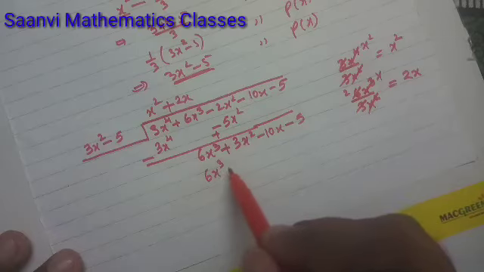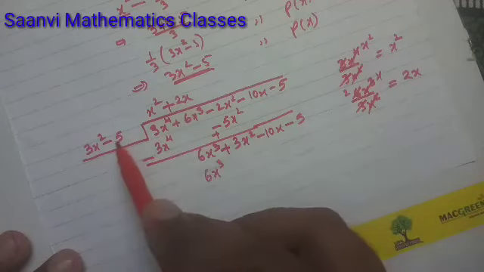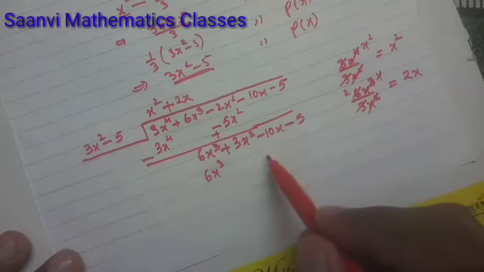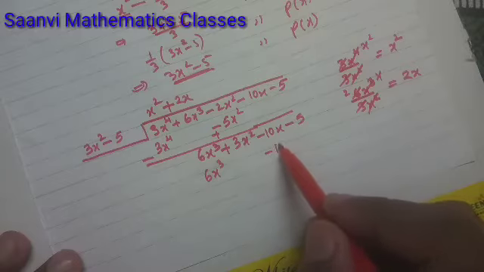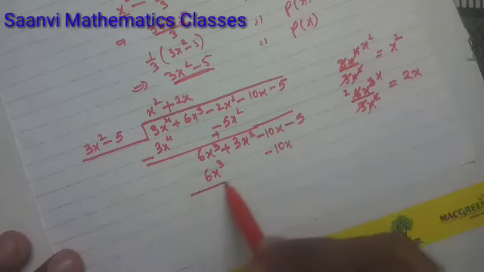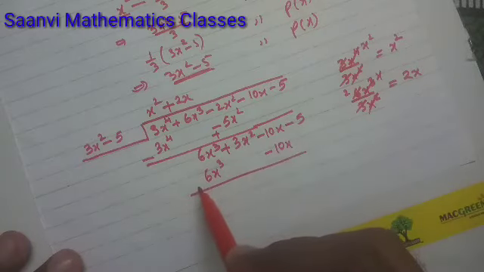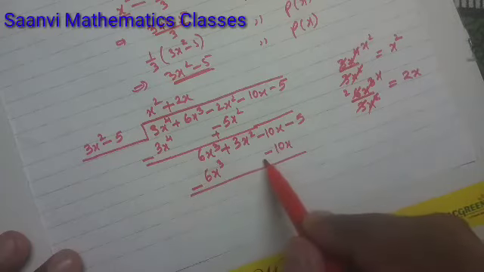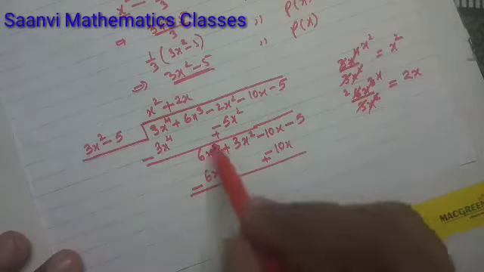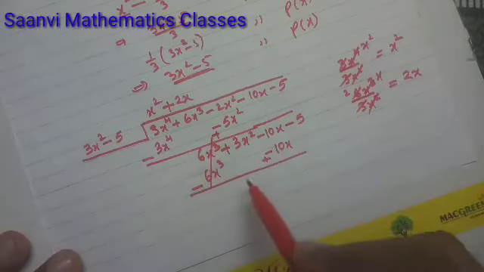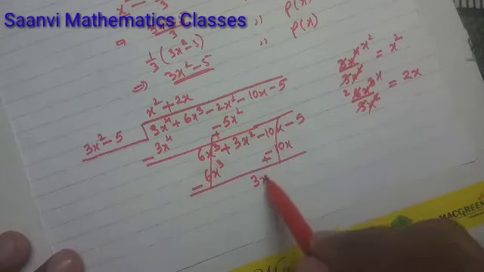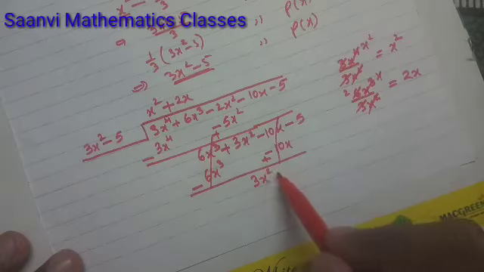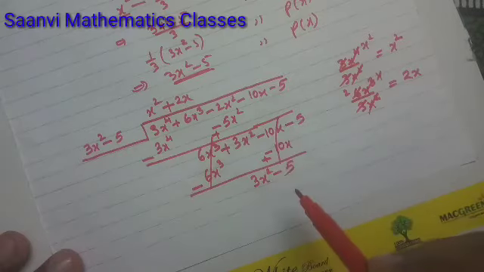6x cube. Now 2x into minus 5 is what? Minus 10. So we'll write under the term of x, minus 10x. Hope you are very clear with this. So it is subtracting, this will become minus and this becomes plus. So this will cancel out, and this will also cancel out. So you will remain with 3x square minus 5.